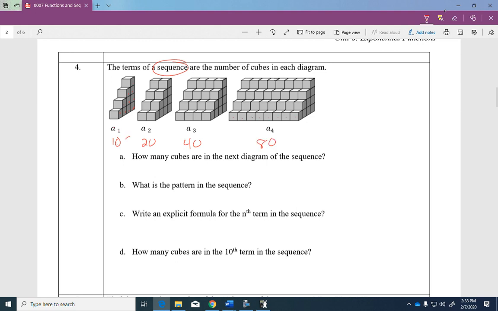I take a look at my numbers and I try and find a pattern. It's definitely exponential because I'm not adding on the same number. I am multiplying by 2 each time, which means my exponential base or my common ratio is a 2. So how many cubes are in the next diagram of the sequence? I would just multiply by 2 to get 160. What is the pattern in a sequence? Multiply by 2.